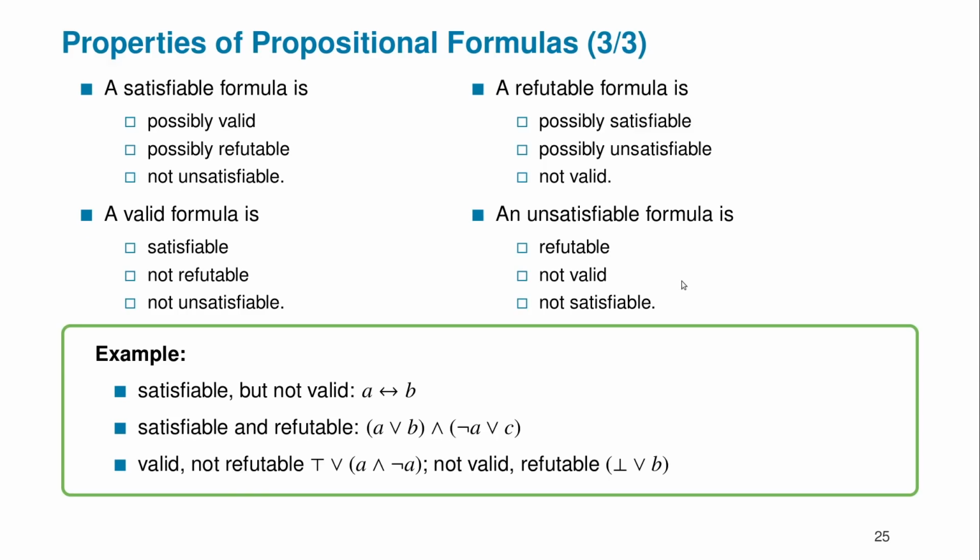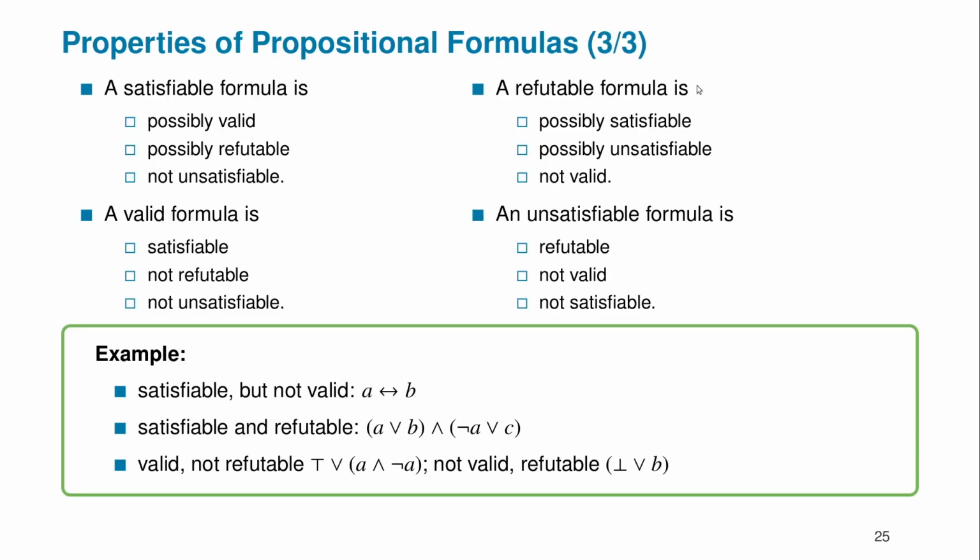Okay, and then we can relate the properties of propositional formulas. A satisfiable formula is possibly valid, it's possibly refutable, but it's not unsatisfiable. If I know that a formula is satisfiable, then it can be that it's valid, that all other assignments are models as well, but I know at least that there is one model of the formula. But it can also be refutable, so other assignments can be counter models, but it's definitely not unsatisfiable because of the satisfiability property. We know there is at least one model. A valid formula is always satisfiable, as all assignments are models. It's not refutable, and it's not unsatisfiable.